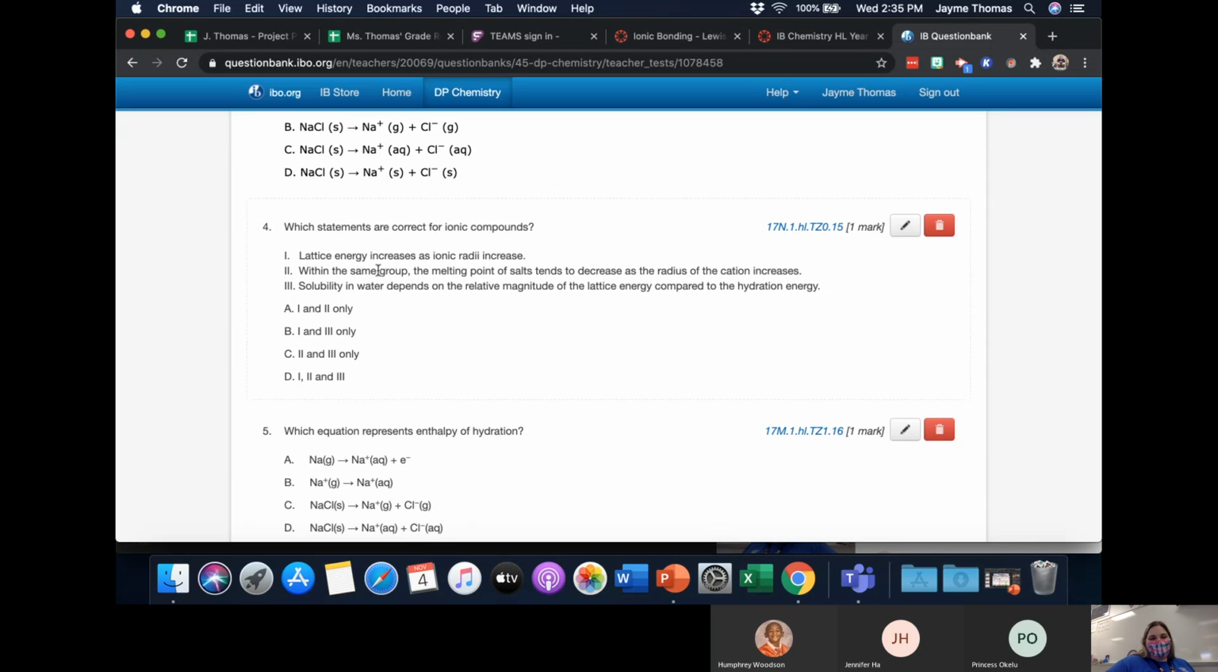So even though there's multiple things to read and consider here, keep in mind if you can eliminate any of them, sometimes you can narrow the answers down really easily. All right, so number 1, lattice energy increases as ionic radii increase. So this is directly from your notes.